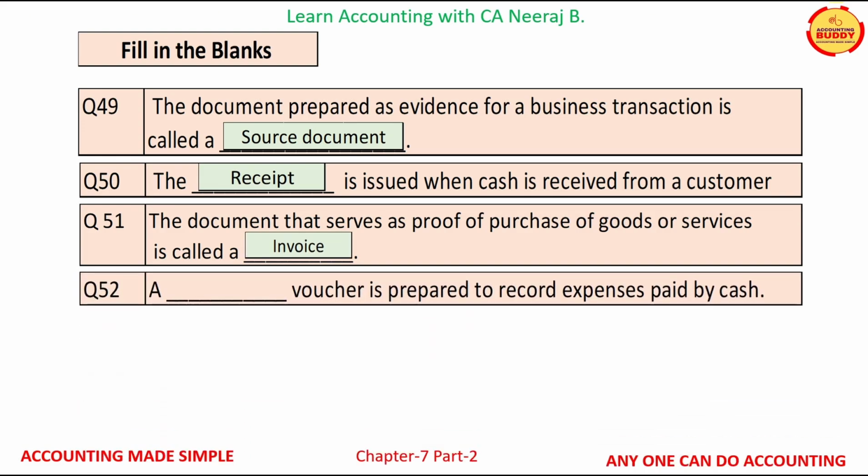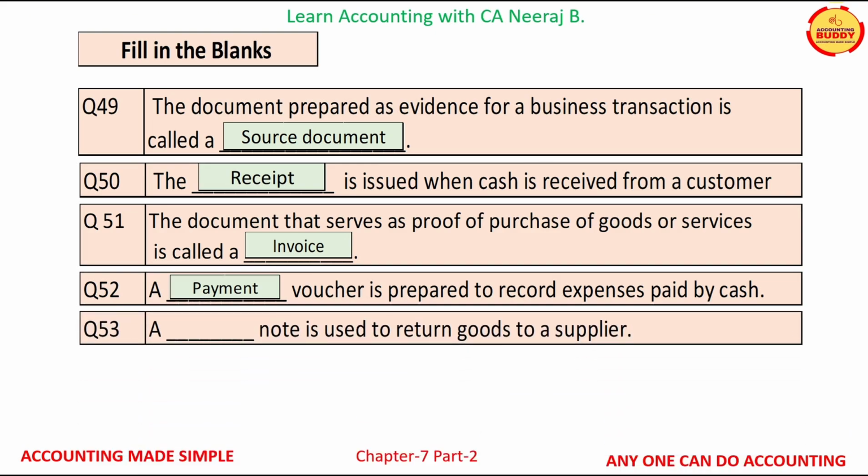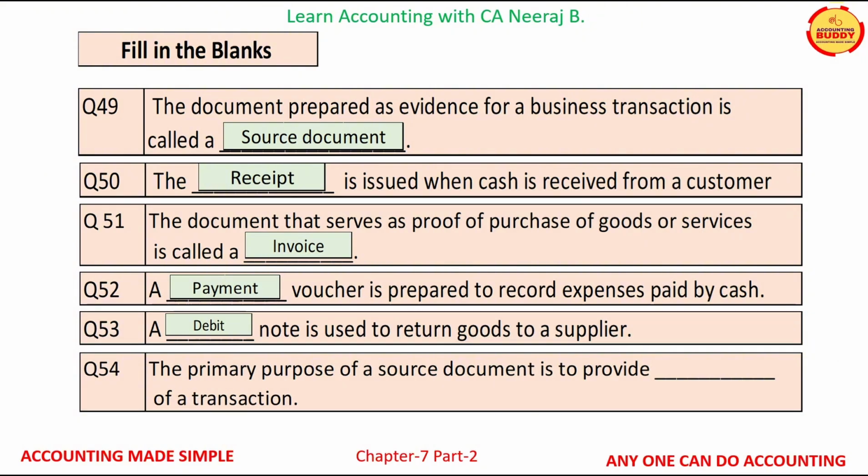Question number 52. A dash voucher is prepared to record expenses paid by cash, and the correct word is payment. A payment voucher is prepared to record the expenses paid by cash. Question number 53. A dash note is issued to return goods to the supplier. The correct word is debit. A debit note is issued to return the goods to the supplier. Question number 54. The primary purpose of a source document is to provide dash of a transaction. And the correct word is evidence of a transaction.